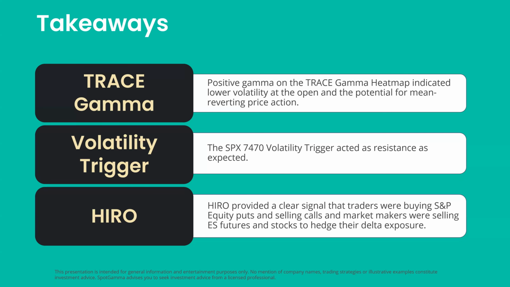Here are the key takeaways for this case study. First, positive gamma on the TRACE Gamma Heat Map indicated lower volatility at the open and the potential for mean-reverting price action. Next, the SPX 7470 volatility trigger acted as resistance as expected. Finally, HIRO provided a clear signal that traders were buying S&P 500 equity puts and selling calls, and market makers were selling ES futures and stocks to hedge their delta exposure.